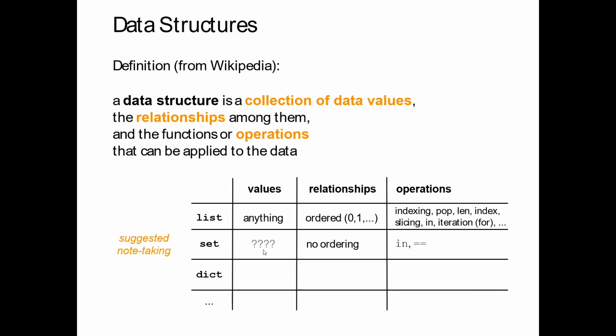In a set, the values, I've got some question marks here. They can be almost anything. What makes this special, if you guys are taking notes and writing a table like this, is that they're unique. I'm not allowed to have duplicate entries. If I put the number 2 in a set, it's only in there once. I cannot put a second number 2 in. There's no ordering in a set. It's just a collection of unique items. And some of the things that we were looking for in the set are the in operator: is the number 2 in the set or not? It's going to return true or false. And equals: are sets equal to one another?